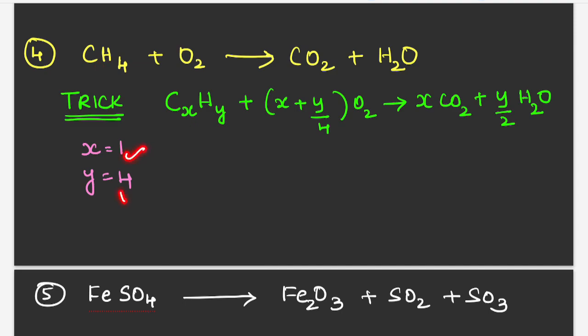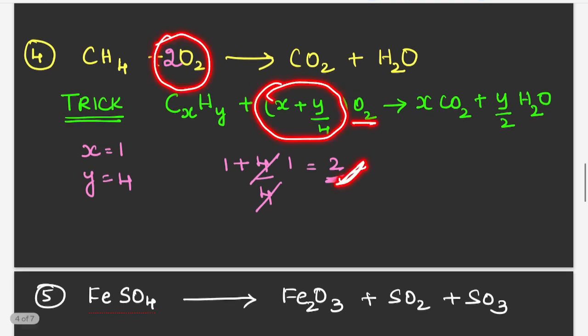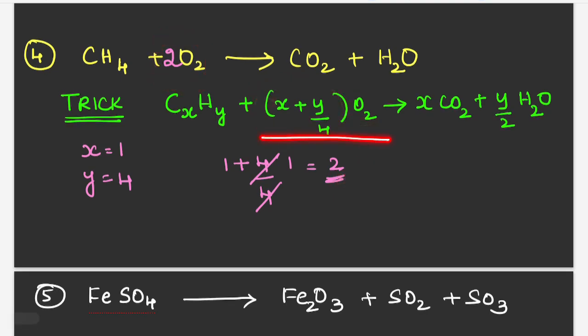After getting the x and y values, we are going to balance this. To balance oxygen, you have to add x plus y by 4. What is x? 1, plus y, which is 4 divided by 4. 4 and 4 get cancelled, 4 ones are 4. So you get 1 plus 1 is equal to 2 as the answer. Here I'll write 2. Is that clear? The value you get from the formula, you write for the oxygen. That is how we balance oxygen.